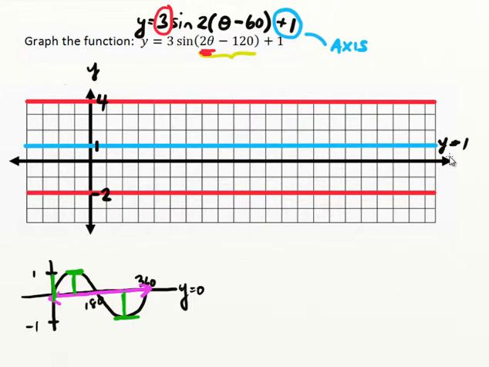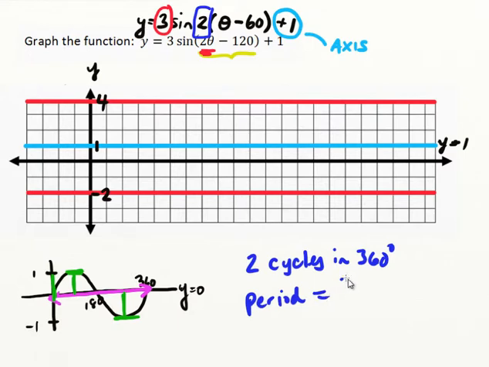What else do we need to address in here? We have a k value of 2. Factoring allowed us to isolate this k value of 2. What does that mean? This 2 means that it can complete 2 complete cycles in 360 degrees. So the period for that to happen must be 360 divided by 2, or 180 degrees. That means this function will complete 1 full cycle in 180 degrees.